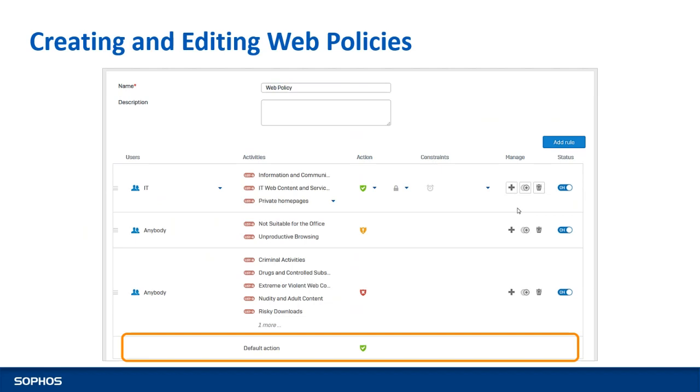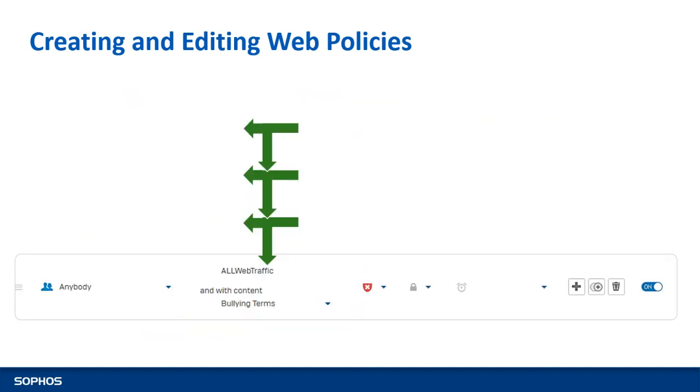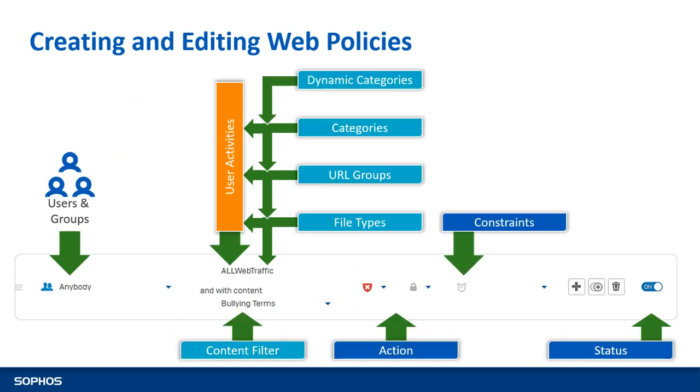So it has an ordered list of rules and a default action, in this case allow, which determines the behavior of traffic that does not match any of the rules. Each policy rule applies to either specific users and groups or anyone. You define the activities or types of web traffic that are going to be controlled by the rule and can optionally also apply a keyword content filter on the traffic.